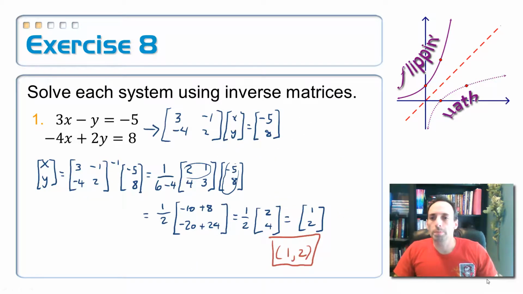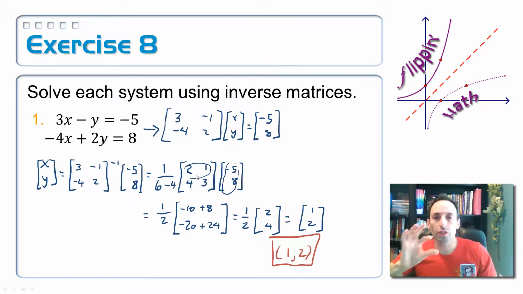For the first one, we write the system of equations as a matrix equation: coefficient matrix out front times the variables x, y is equal to negative 5, 8. In order to get rid of the coefficient matrix, we're going to multiply by the inverse. To do that, I've got to find the inverse, which is 1 over the determinant. It turns out to be 1 over 2.